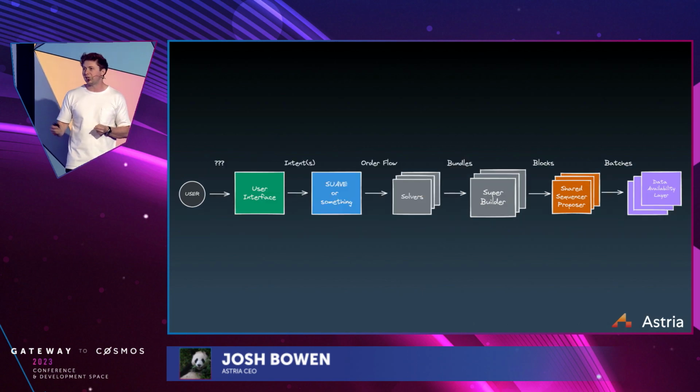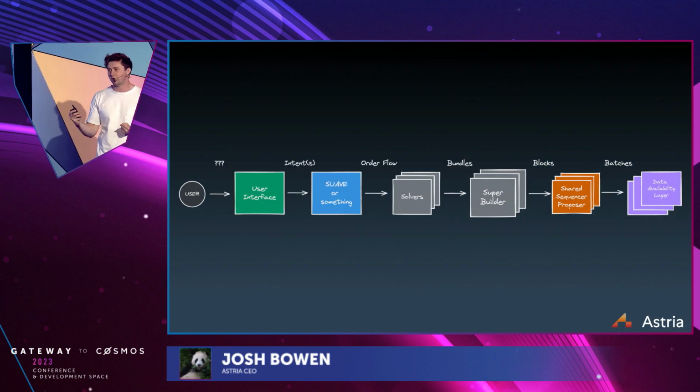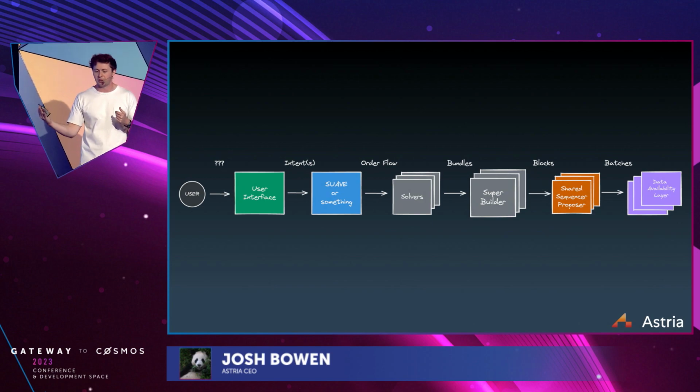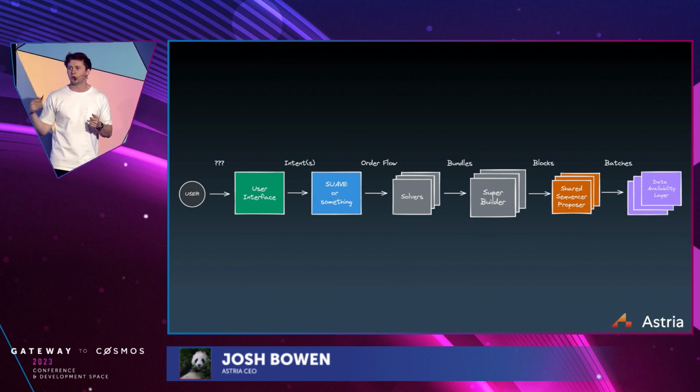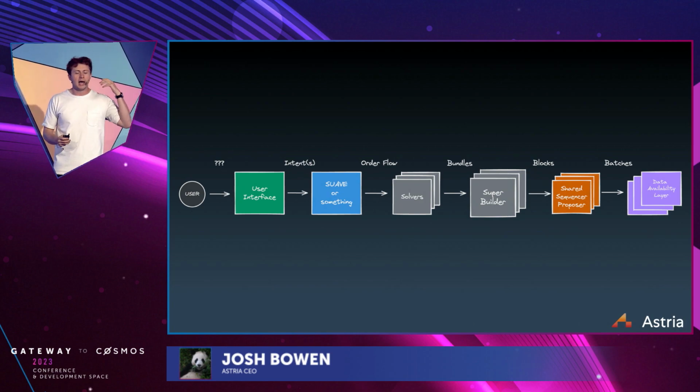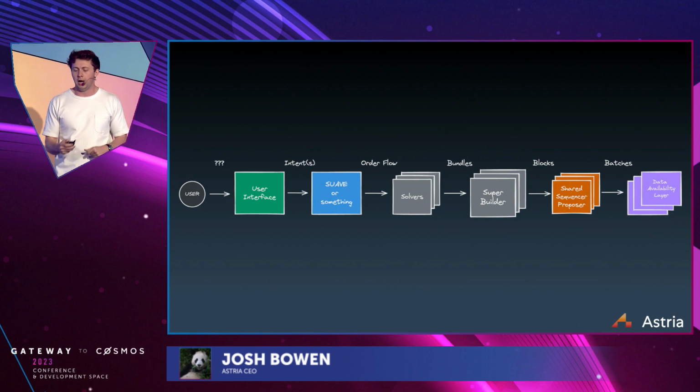So the really missing piece in this overall flow is some user interface with which a user interacts that is then generating an intent that goes into this Suave or something box, right? The order flow goes to a solver. They generate an execution trace. The execution trace is a bundle that goes to a super builder. That super builder gives a block to the shared sequencer proposer, data availability layer. So we've gotten a pretty wide range, but this is what I believe is the necessary set of components in a system to provide an end user a good user experience while having a highly scalable stack of components.